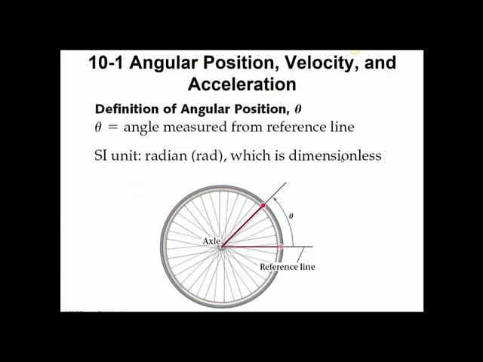So just like in regular kinematics, we have to measure the distance something moves. So in regular kinematics, linear kinematics, we measure the distance in terms of meters. But when we're rotating, we need an angular measure. The standard unit is the radian, and its symbol is theta.